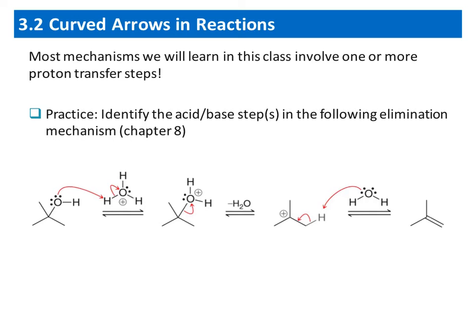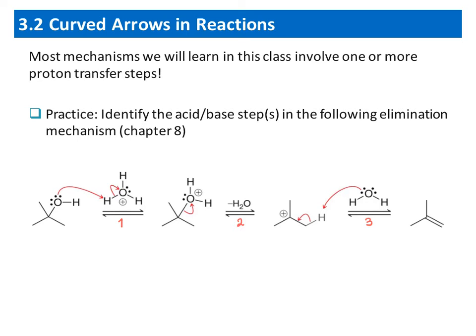Once again, be very careful while drawing your arrows in a mechanism. The arrow has to start from the source of electrons and move to the place which lacks electrons. Now look at this mechanism. This is an elimination reaction. We are going to learn about these types of reactions in chapter 7. By that time, you'll be able to draw such a mechanism yourself. For now, I want you to look at each step of this mechanism and identify which steps are proton transfer steps. So let me label each step, step 1, 2, and 3.